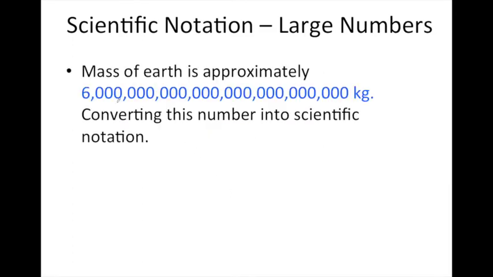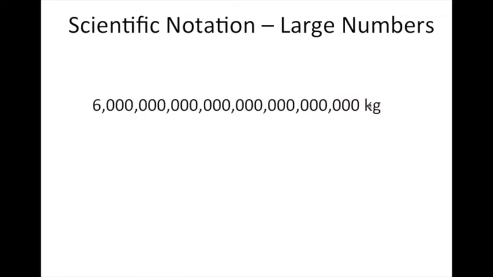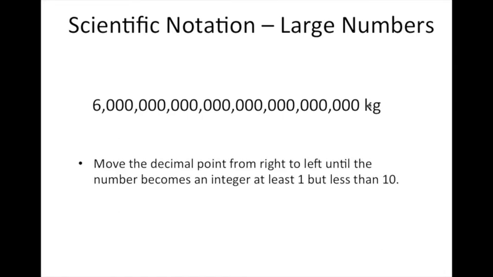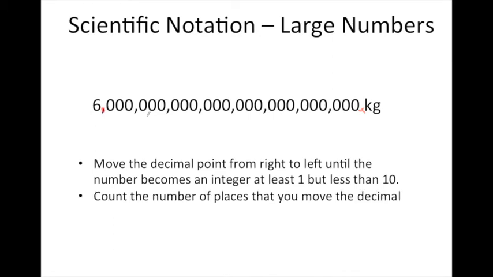Okay. Here we have the approximate mass of the Earth in kilograms. Write this in scientific notation. So we need to move our decimal point from right to left until we get to a number between at least 1 but less than 10. So that would be 6, and put the decimal right after the 6. Now we need to count how many spaces we've moved that decimal.